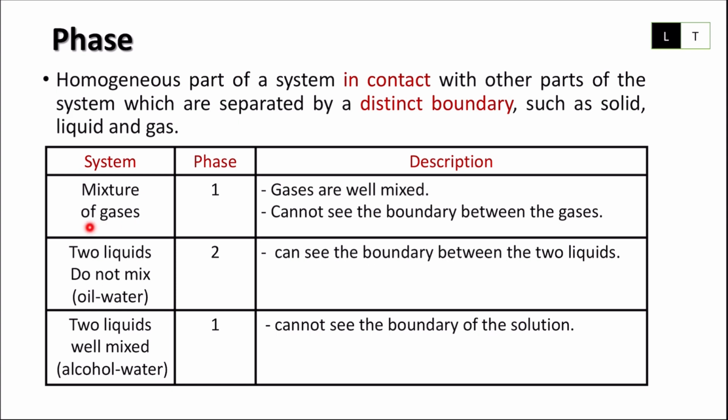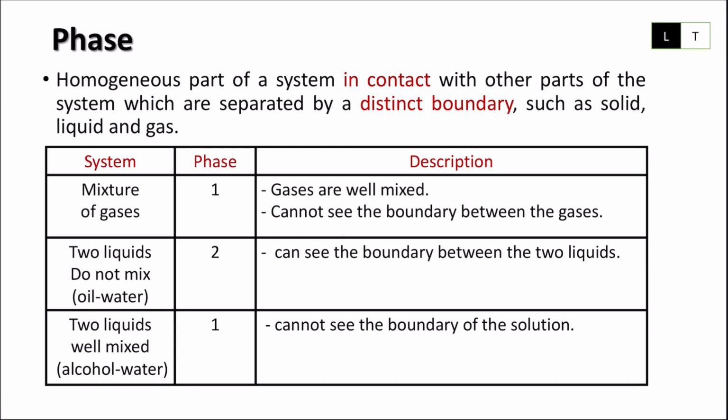For example, we have mixture of gases. It is referring to one phase because there is no distinct boundary between the gases. You cannot see with your own naked eye. So we can conclude that gases are well mixed with one another.